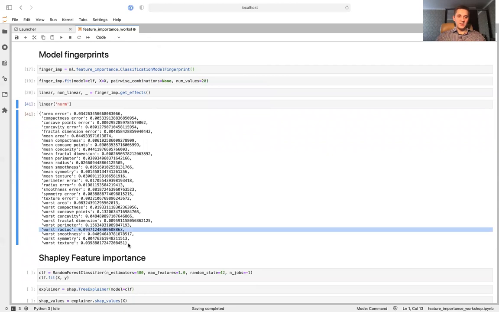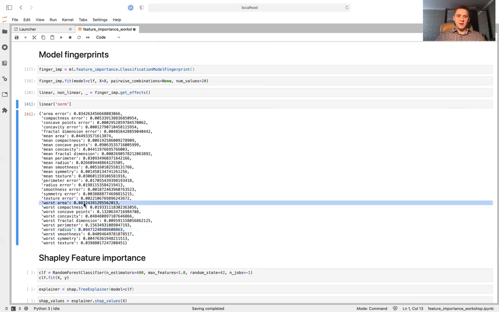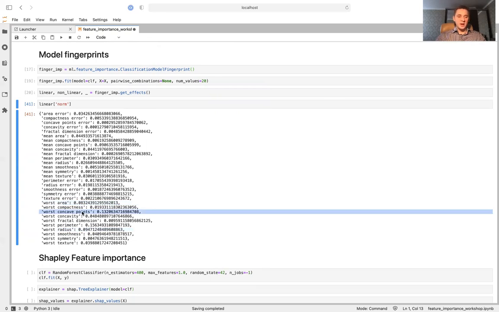If you take a look at linear and pass norm here, you can see that worst radius has quite a big nonlinear effect. What we can also see here is that, for example, worst area has a very high linear effect. Worst concave points has an extremely high linear effect. So you can analyze these values to understand what kind of linear effects are generated by features.